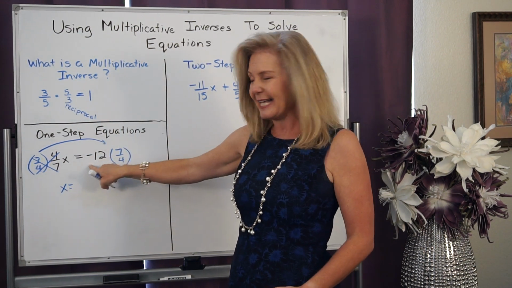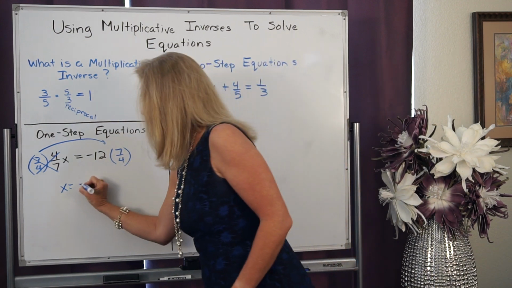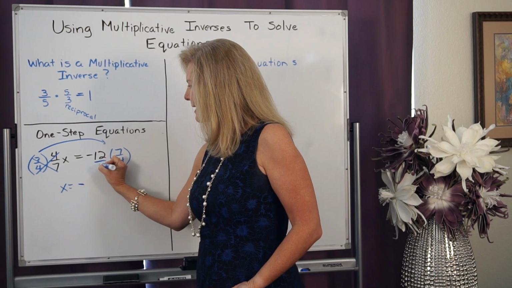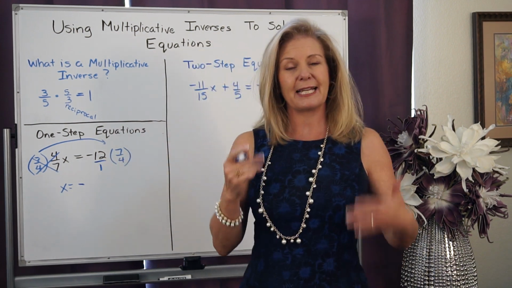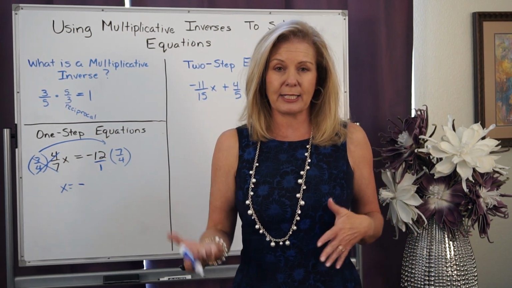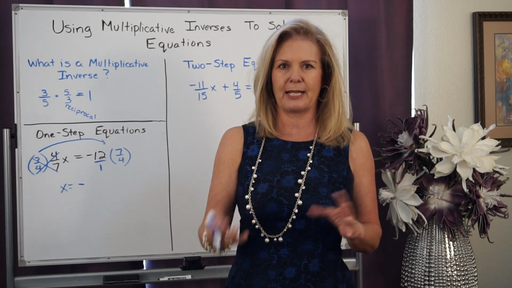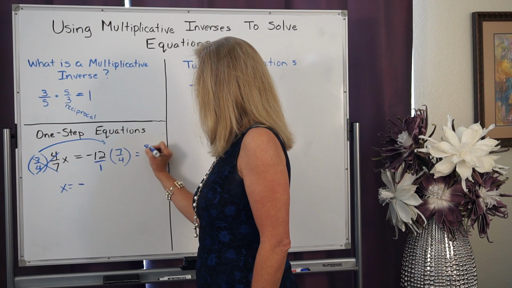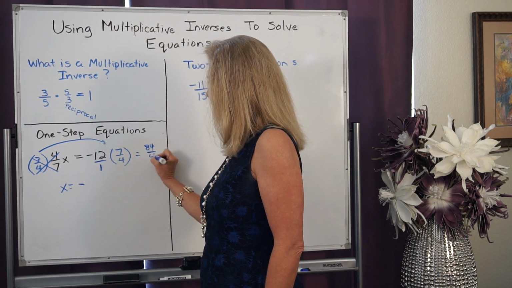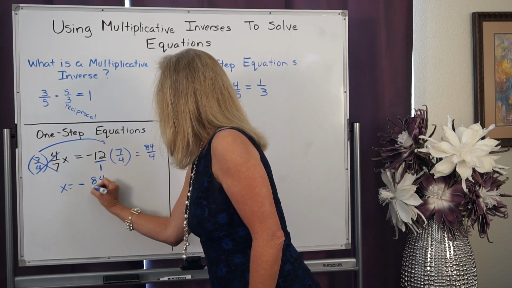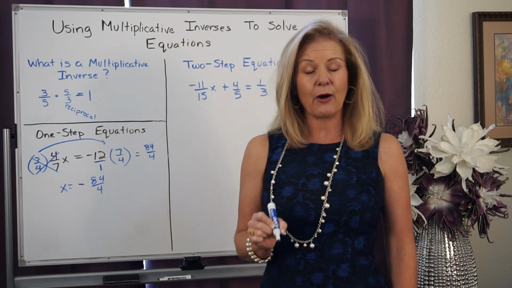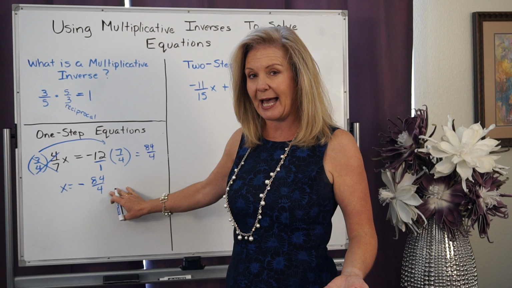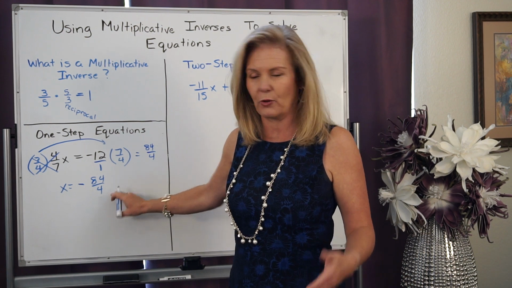Now that's a negative times a positive, so I know it's going to be negative. And this is a whole number. I can always put it over 1 because I want to do a numerator times a numerator, a denominator times a denominator. Well, 12 times 7 is 84. 1 times 4 is 4, so I know that's 84/4. Now, I don't want to leave it as an improper fraction, so I need to change it back to either a mixed number or a whole number.